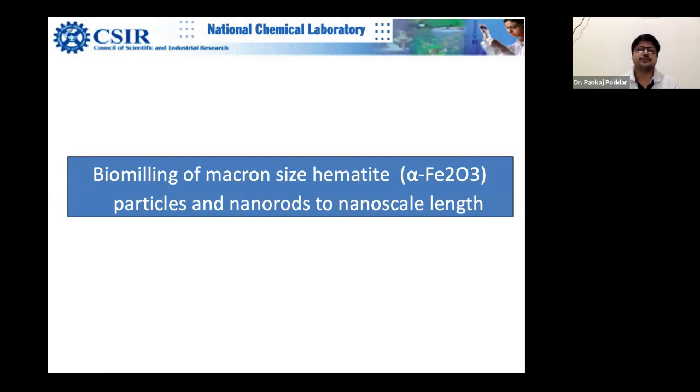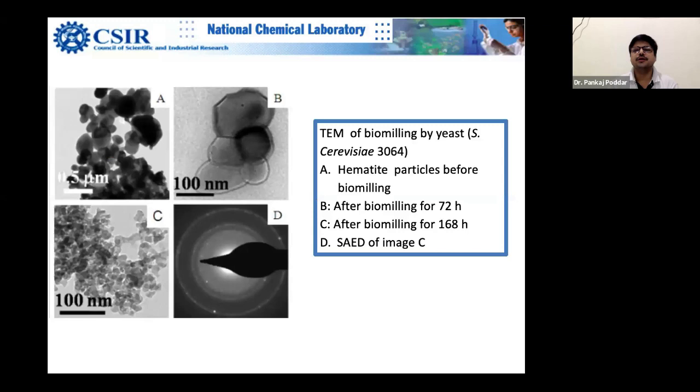We also tried this method on hematite alpha Fe2O3 particles, quasi-spherical and nanorods, just to see whether it works. And we also changed from fungi to yeast. This image shows the hematite particles before biomilling, and B image shows the particles after 72 hours, and here you get the particles after 160 hours. So this technique I named biomilling, after ball milling. Ball milling is a mechanical technique, and this is called biomilling.